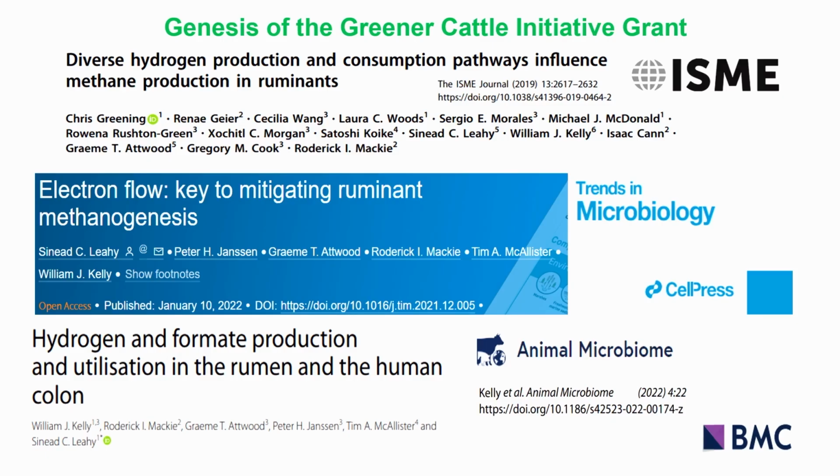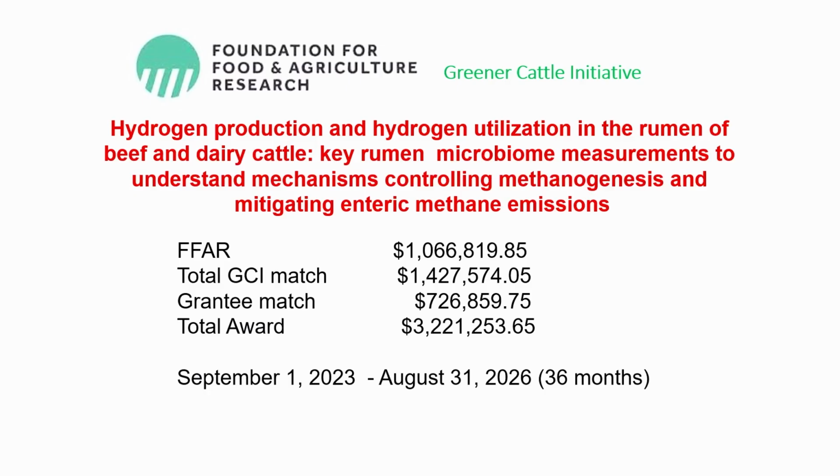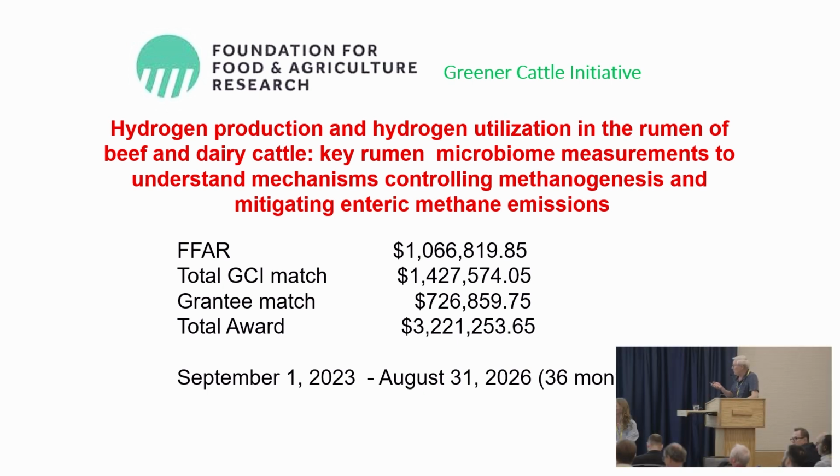Okay, so what we did was got together, thought about this whole project, produced a number of publications, and it was really this idea of hydrogen production and hydrogen utilization. And that's what we used to convert into a proposal. So the Greener Cattle Initiative was put up by the FFAR group. We were successful in obtaining funding, and so that's about a total of about 3.2 million, which sounds like a lot of money, but it's not when it's divided amongst 6 or 8 different labs.